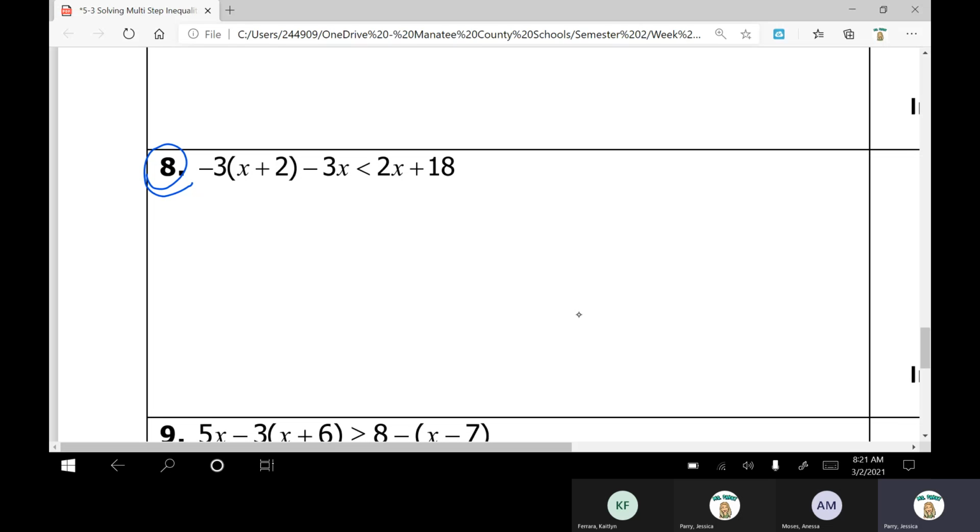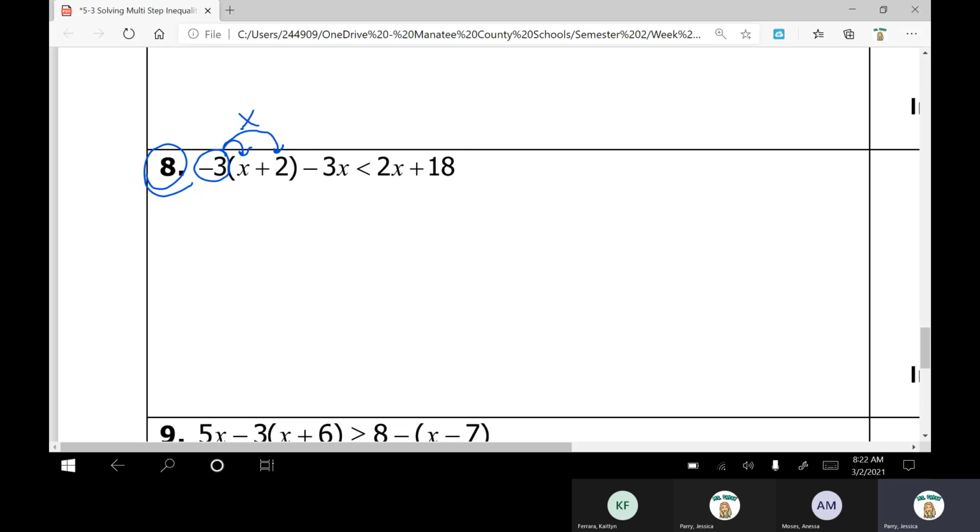Distribute. Perfect. Let's go ahead and distribute this negative 3 to everything inside the parentheses. Once the parentheses ends, then you stop your distribution. You do not distribute anything outside of the parentheses. So let's do our first jump.